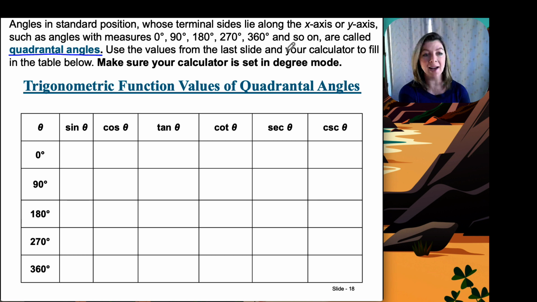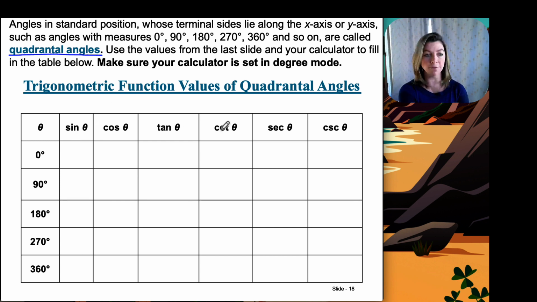Use the values from the last slide and your calculator to fill in the table below. Make sure your calculator is set in degree mode. All right, so the title of our table is Trigonometric Function Values of Quadrantal Angles. Our rows are our angle measures of theta. So we're going with 0, 90, 180, 270, 360. So all quadrantal angles. And the columns, we're going to do sine, cosine, tangent.